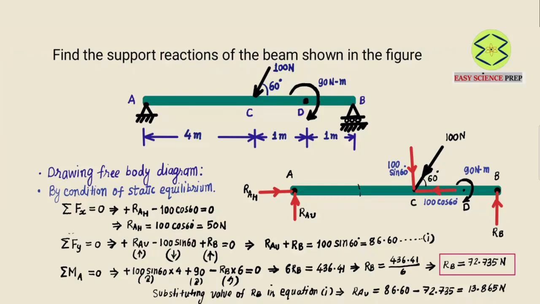So we got the vertical reaction at point A also. We got the horizontal reaction at point A as 50 Newton, then the vertical reaction at point A, and then the reaction at point B. So by following this simple procedure, you can find out the support reactions at point A and point B.